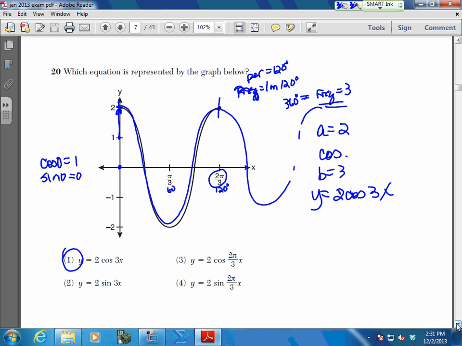your first one. Get rid of your sines to start with. This one, it took that period and stuck it in here. This is the period, not the frequency. This should be b, which is your frequency. How many curves do you have in 360?